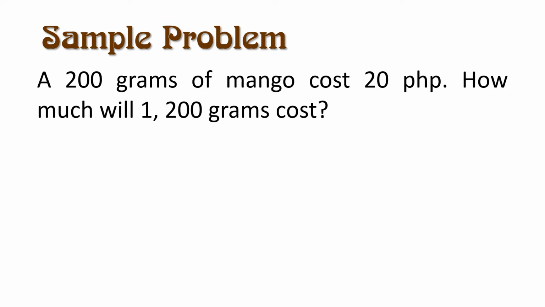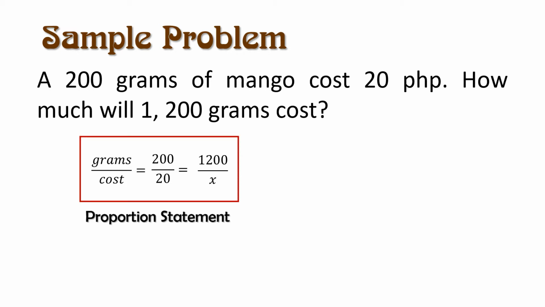To illustrate, we can write it this way. The proportion of grams and the cost, which is grams all over cost. Then we substitute the given values. We have here 200 for the grams and 20 for the cost. In the question, the given is only the grams of mango, but the cost is missing. So we let variable x denote the cost, and then we equate this to 1,200 all over x. And this whole equation is what we call the proportion statement.